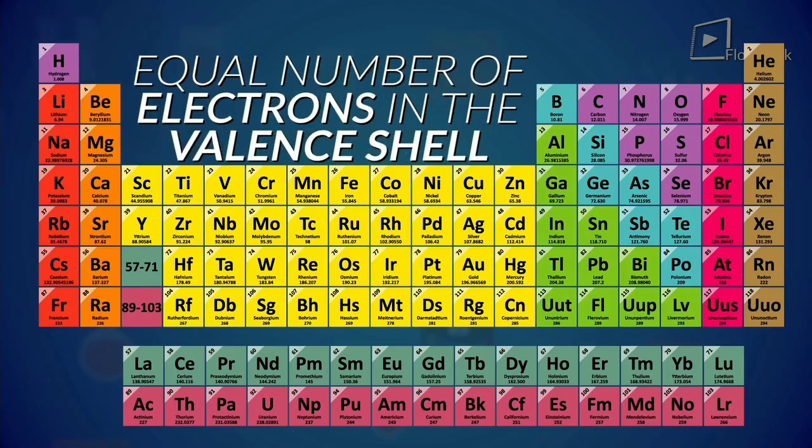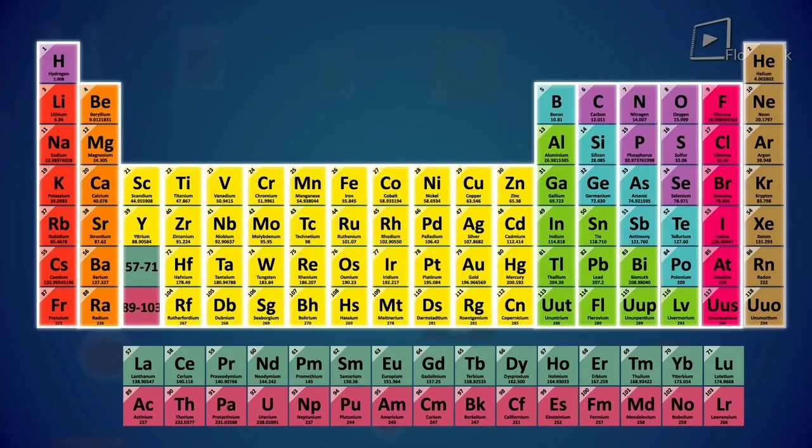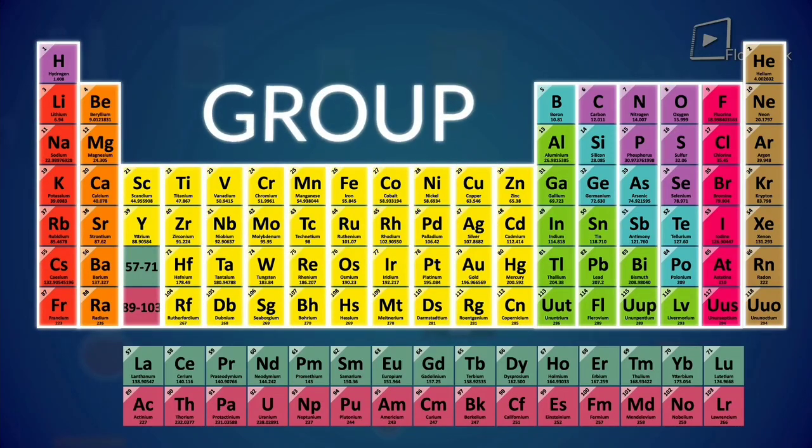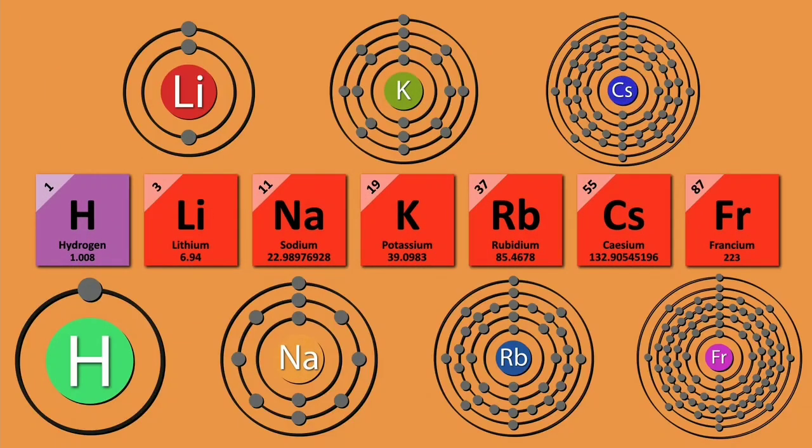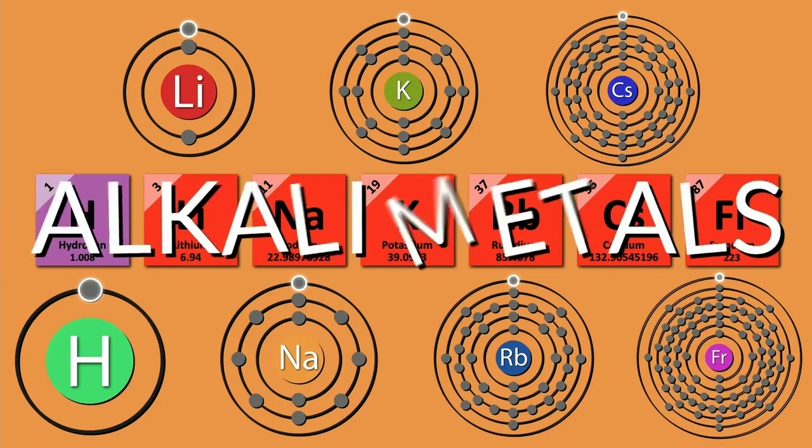In the modern periodic table, any vertical column represents a group. And if you take a look at the first group elements, you can see that all of them have one electron in the valence shell, or the last shell. And this is the reason why all of them are very reactive metals and called alkali metals.